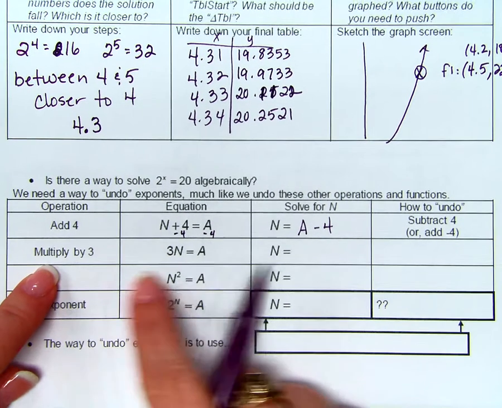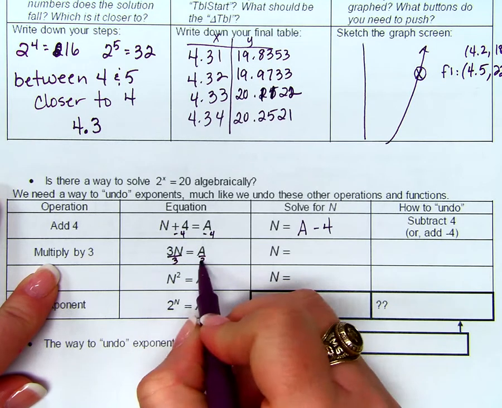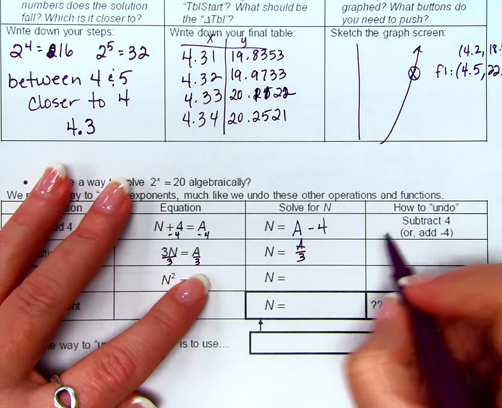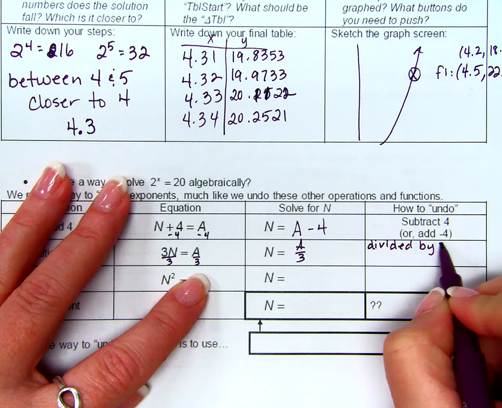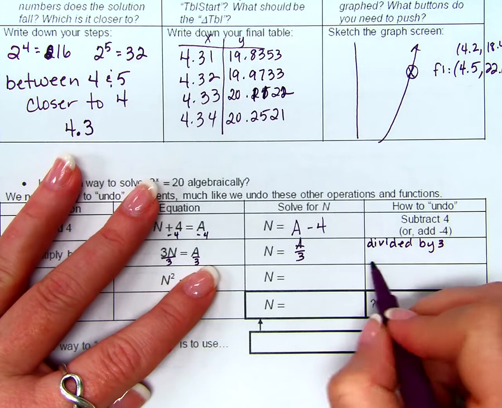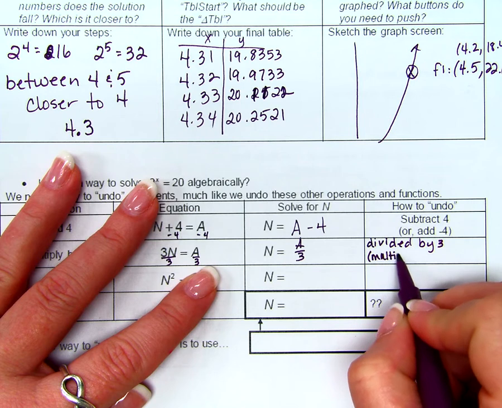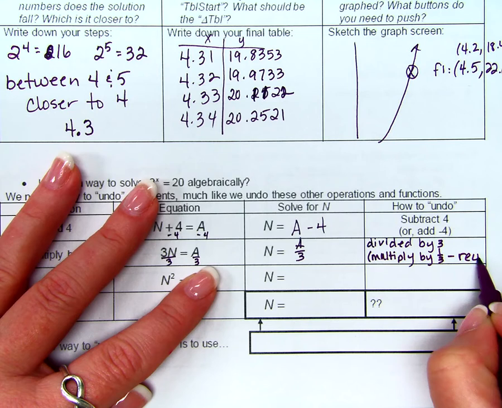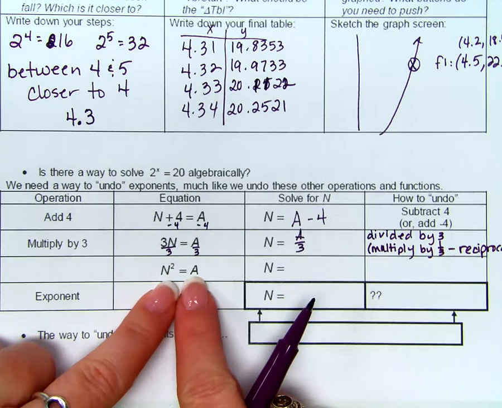What about multiplying by 3? This is what it looks like. How do we solve for n? Divide both sides by 3. So it looks like a over 3. We divided by 3. Or what else did we do? How else could we think of it? By 1/3, which is called the what? Reciprocal. Duh.